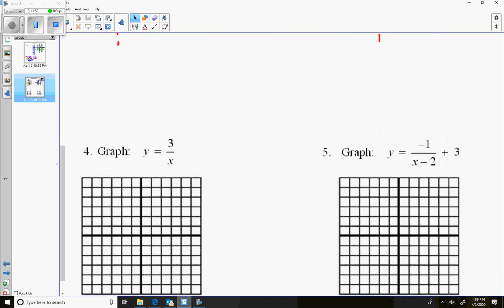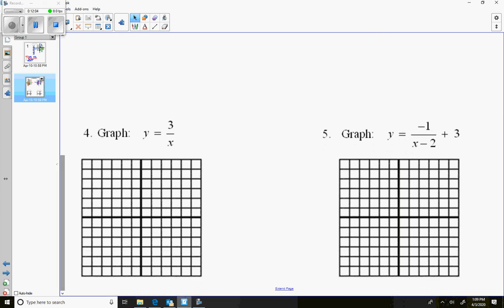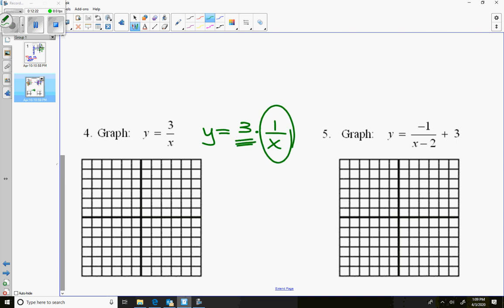All right, number 4, y equals 3 over x. So how does that 3 change the graph? Well, it's the same thing as saying y equals 3 times 1 over x. So that's your parent function. What does the 3 in front do? The same thing the 3 in front does to every other function. It makes us get there 3 times as fast as normal.